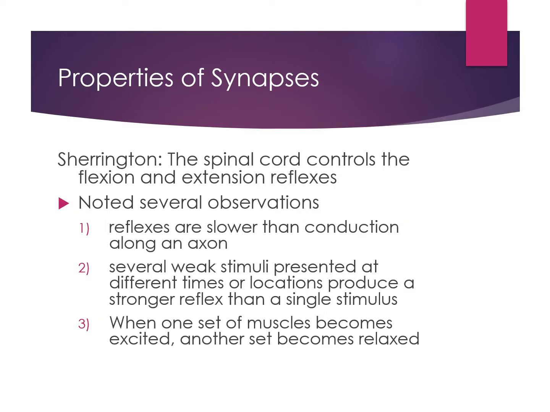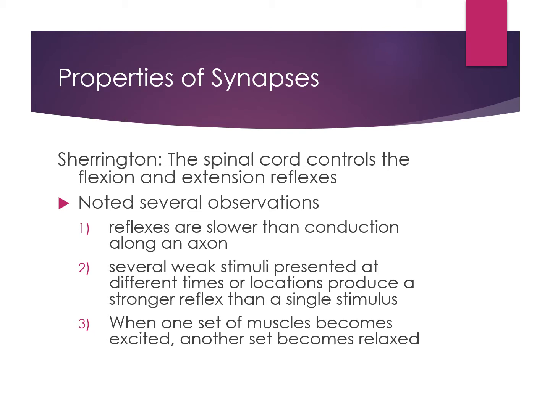So what that reflex arc shows, Sherrington is proposing that it is the spinal cord controlling the flexion and extension reflexes. He also made several important observations about these reflexes. So that they are slower than conduction along the axon. So what we've talked about so far with neural communication in chapter 1 was that conduction of the electrical impulse down the axon, and that happens really quite quickly. And what's happening at the synapses, that communication is slower.